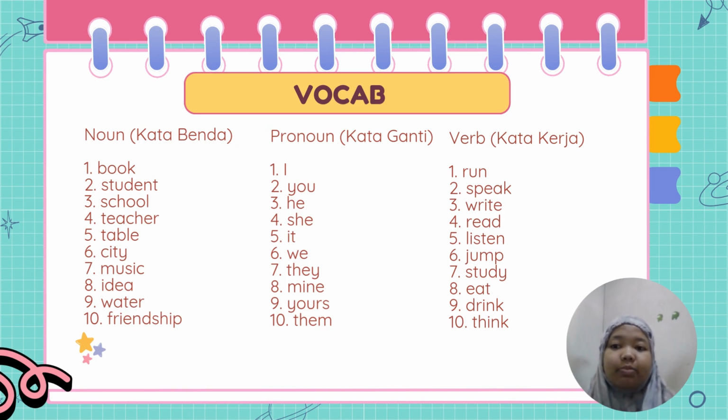Next, I will explain the vocabulary cards that we prepared for this project. In the first slide, we show three categories: nouns, pronouns, and verbs. Each category has 10 simple words. For example, for nouns, we have book, student, teacher. For pronouns, we use I, you, he, and for verbs, we have words like run, speak, and write. These words will later be printed as individual cards for the sorting activity.